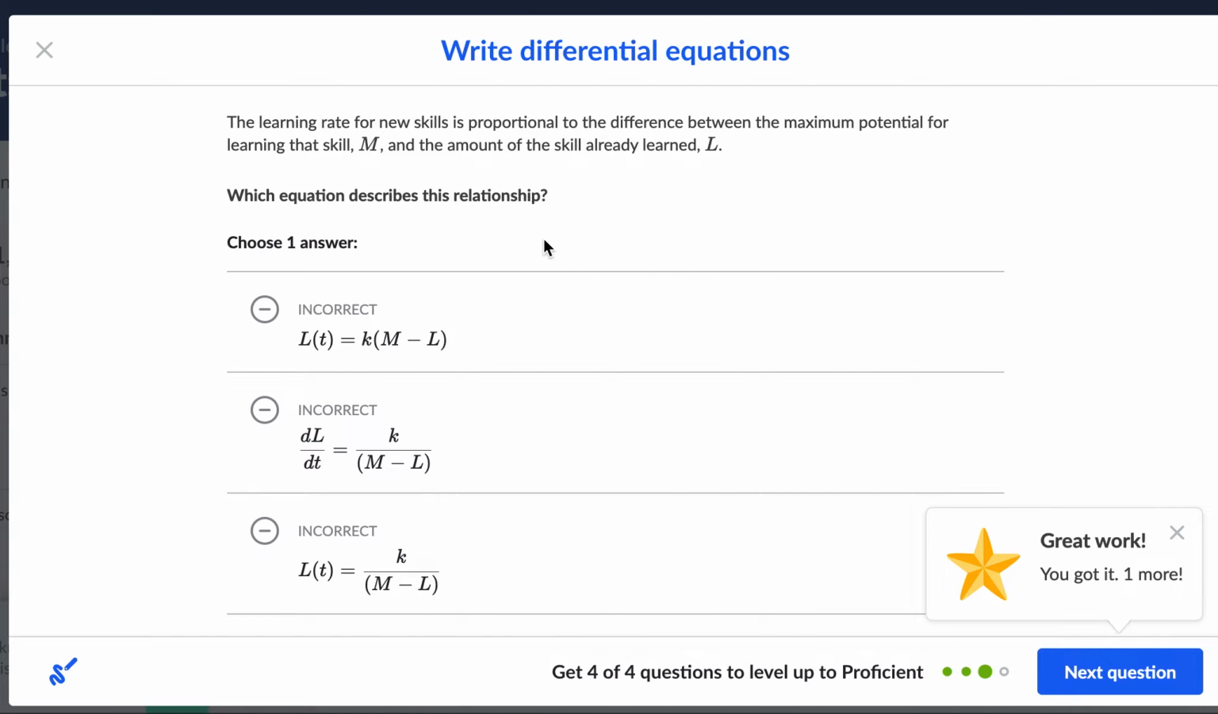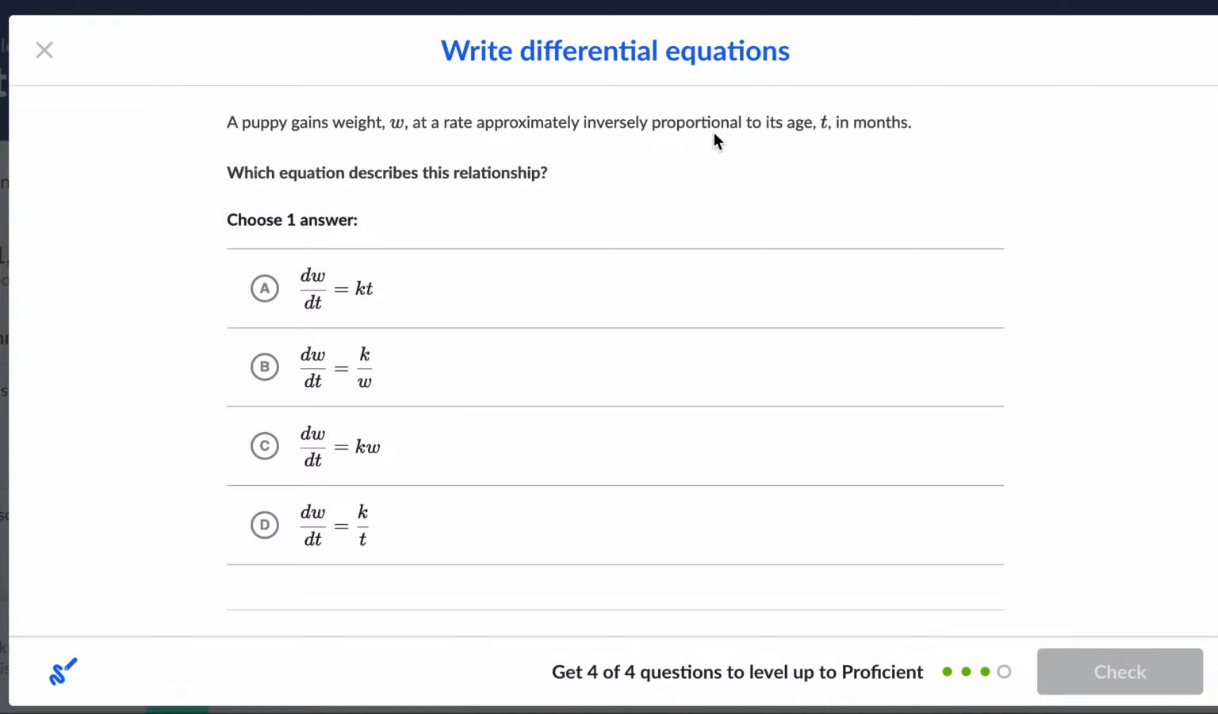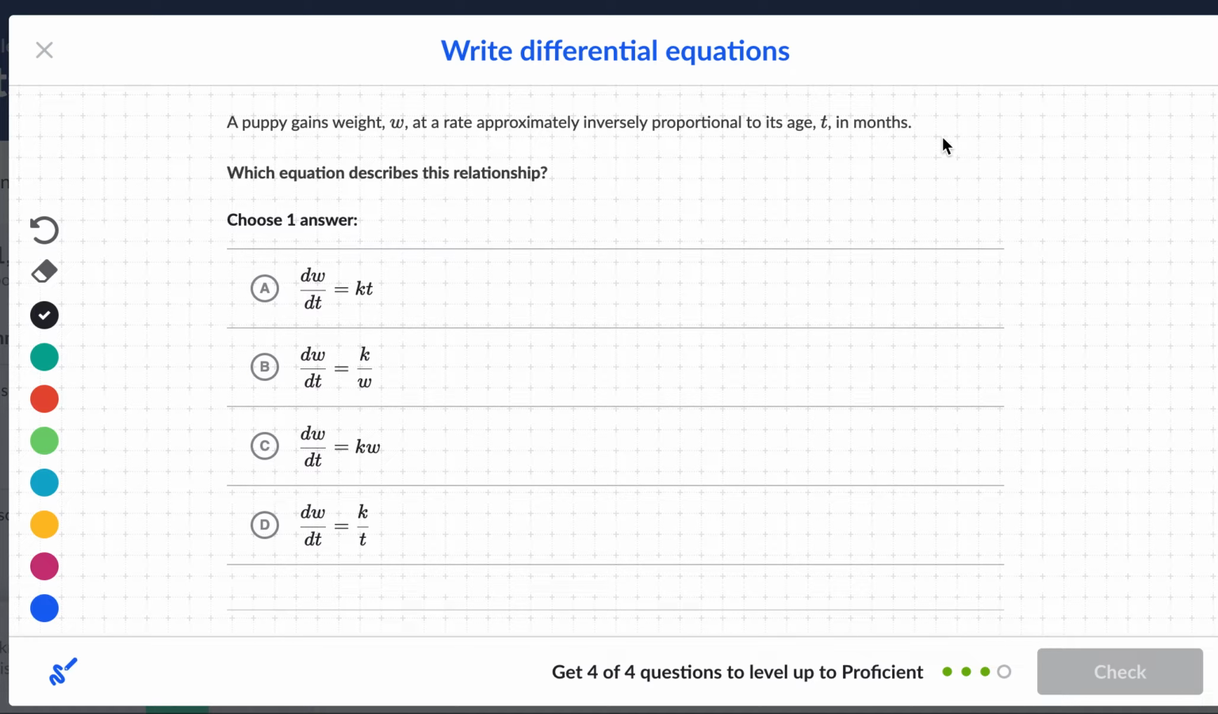A puppy gains weight W at a rate approximately inversely proportional to its age T in months. So inversely proportional, this is going to go below in the denominator. That's the concept of inverse: 1 over that thing. That's why x to the minus 1 on your calculator is a symbol for inverse operation. Okay? So 1 over T.